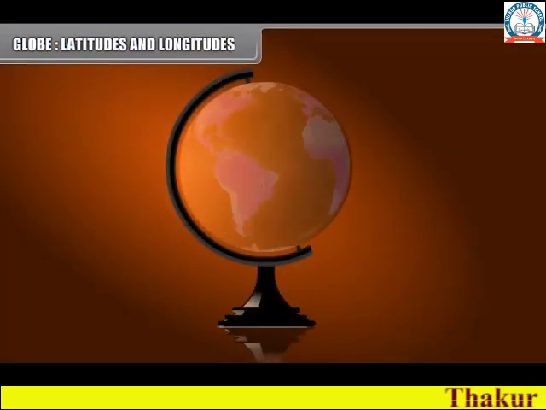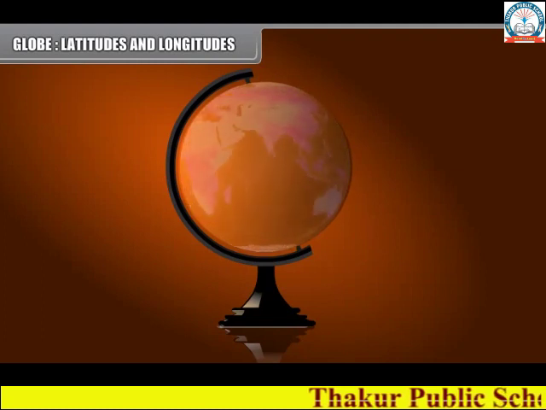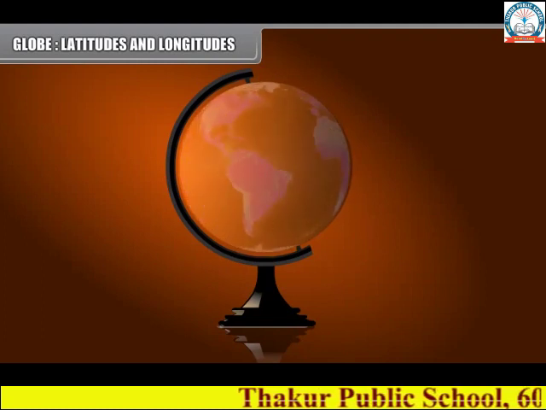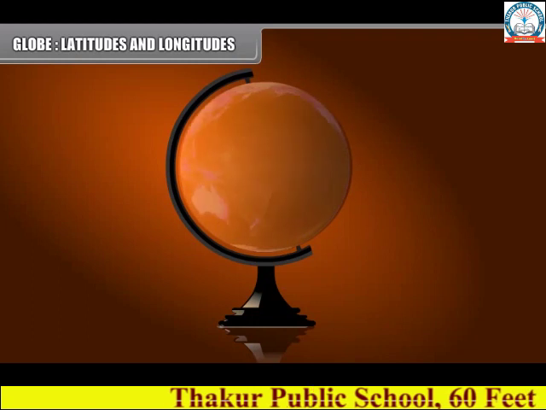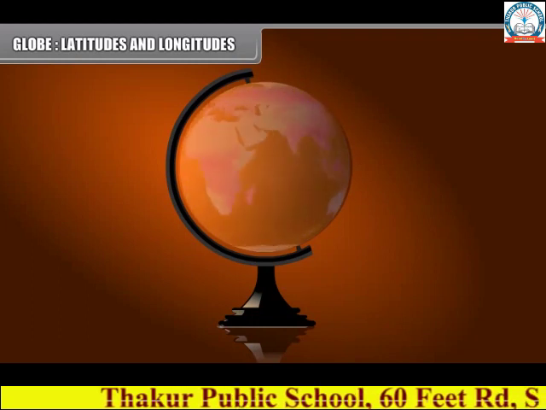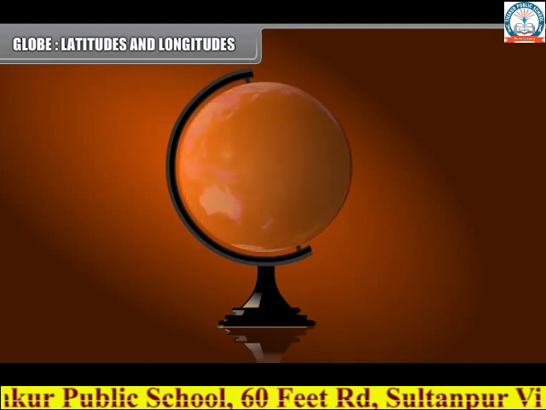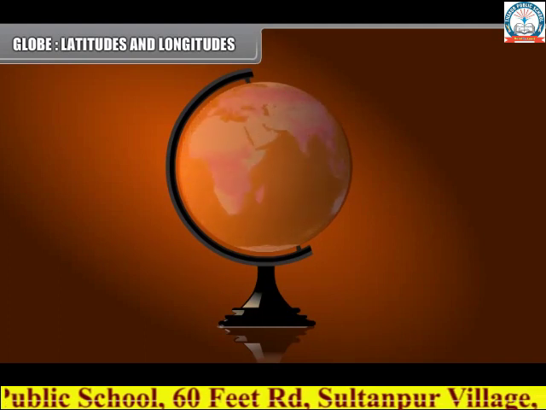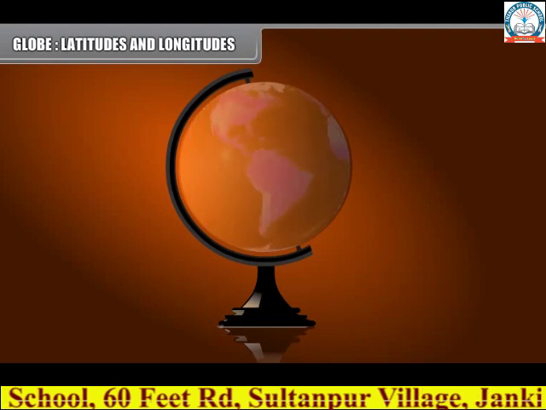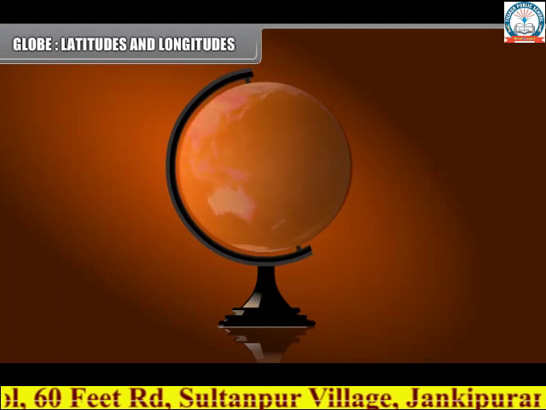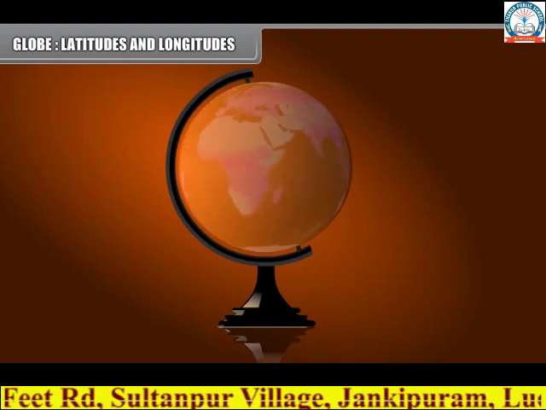Globe, latitudes and longitudes. It is believed that the earth is spherical in shape. The most suitable way of representing the earth as a whole is by a globe. A globe is a model of the earth on a small size. The globe is mounted on an axis so that it can rotate freely.